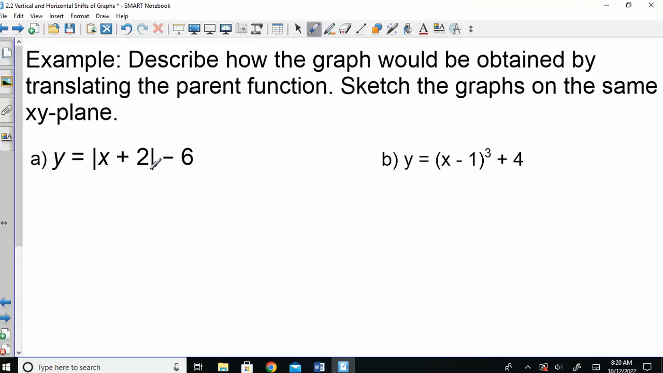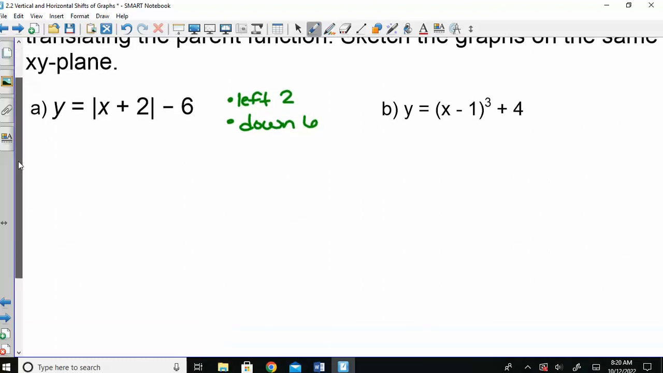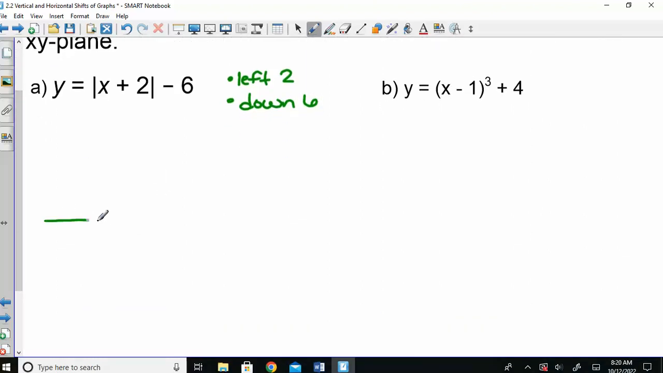So for this first one, what's the plus 2 going to do to my graph? And what's the minus 6 going to do? Draw this parent function and then draw your final graph. What's my parent function here? Right, we have an absolute value. So we start with the absolute value function.